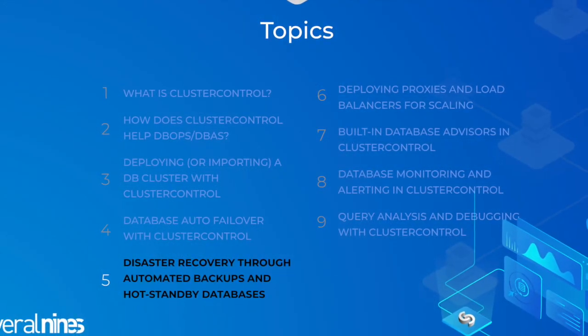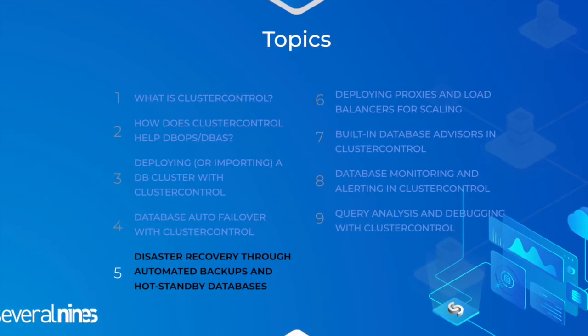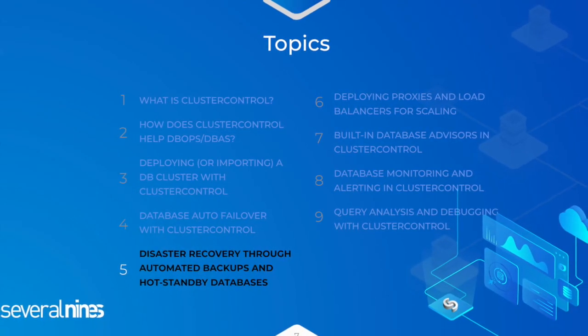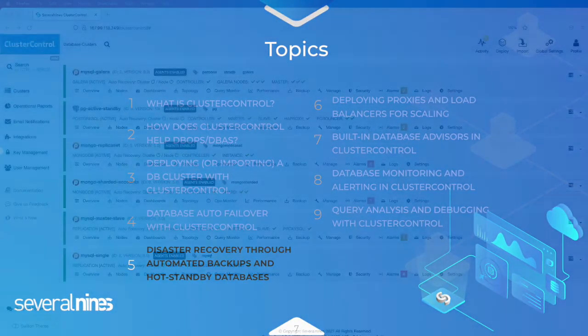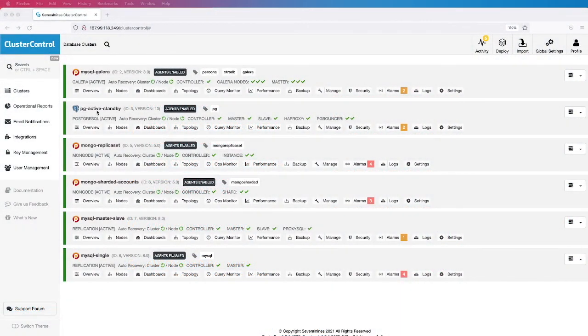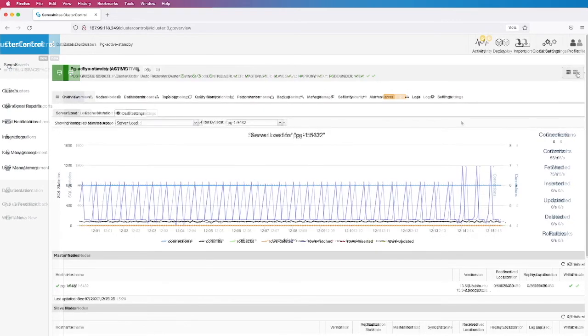Continuing with the disaster recovery theme, in this segment of the demonstration, we will show how one can quickly deploy a hot standby database in a remote data center or different cloud region. For the purposes of this demonstration, we will use a Postgres primary standby setup.